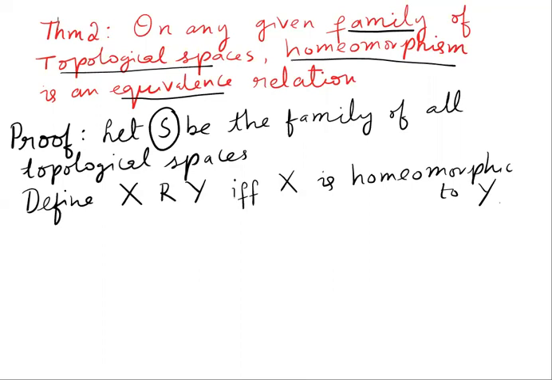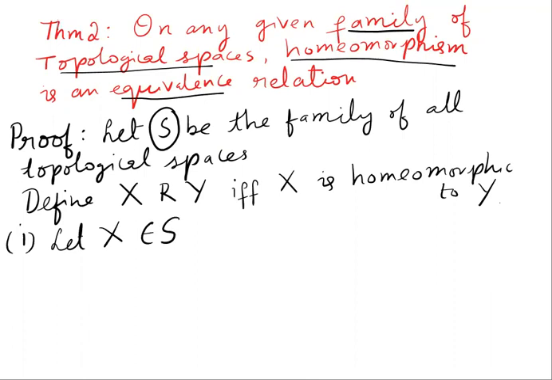Now, we have to prove that this relation is an equivalence relation. That means we have to prove this relation is reflexive, symmetric, and also transitive. Now we shall prove it is reflexive. To prove that the relation is reflexive, how many elements do we have to take? We have to take one element belonging to S. So let me choose one X belonging to the set S.